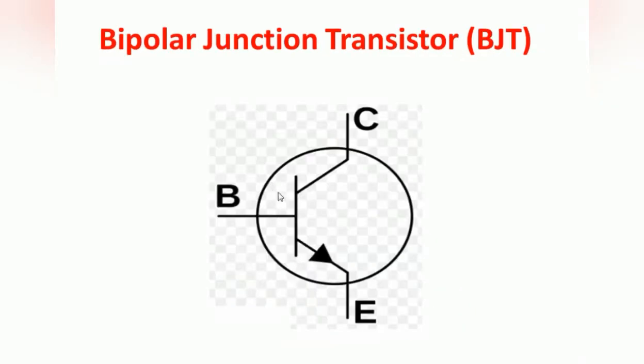Now let us see the bipolar junction transistor. The most commonly used switches in electronic applications are BJT, MOSFET, IGBT and SCR. These four switches are used in many applications, so let us see some basic concepts about them. BJT means bipolar junction transistor. It has three terminals: base, collector and emitter. The arrow pointing outward represents an NPN transistor. If it points towards the junction, it is called a PNP transistor.